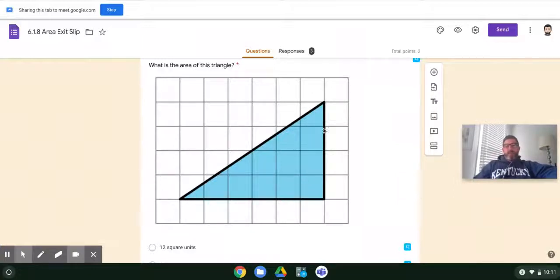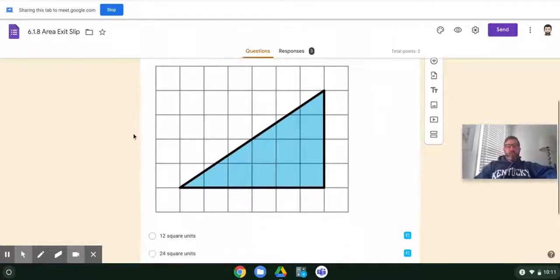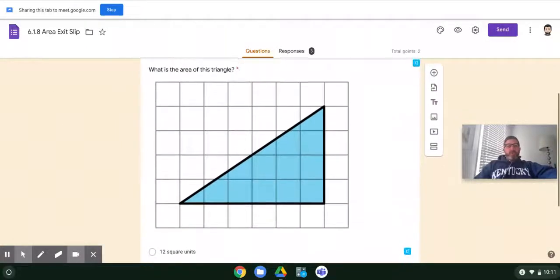And from there, we could find the area of the parallelogram using our base times height formula, and then just take half of it away. And that would give us the area of our triangle. So I'll do this one for you.